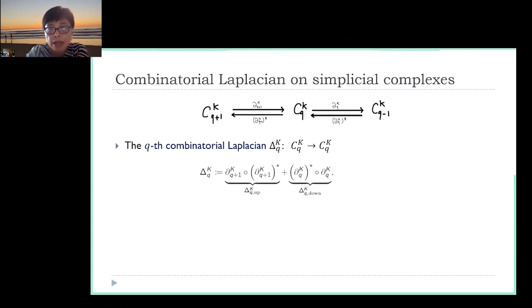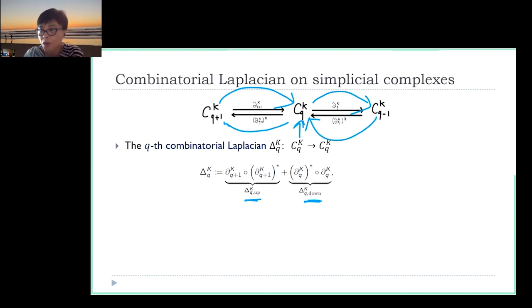The Q-dimensional Laplace operator is an operator from the Q's chain group to the Q's chain group, and it's defined as follows. I'm just going to draw this here. You just think that we start from here. It has two parts, the up operator and the down operator. The up operator will first take the dual boundary operator, go to the Q+1 chain group, and then come back using the boundary operator. So this is the up operator. And for the down operator, we first take the boundary operator to the Q-1 chain group, and then we come back using the dual operator. So you put these two parts together, then you get the Q's combinatorial Laplace operator.